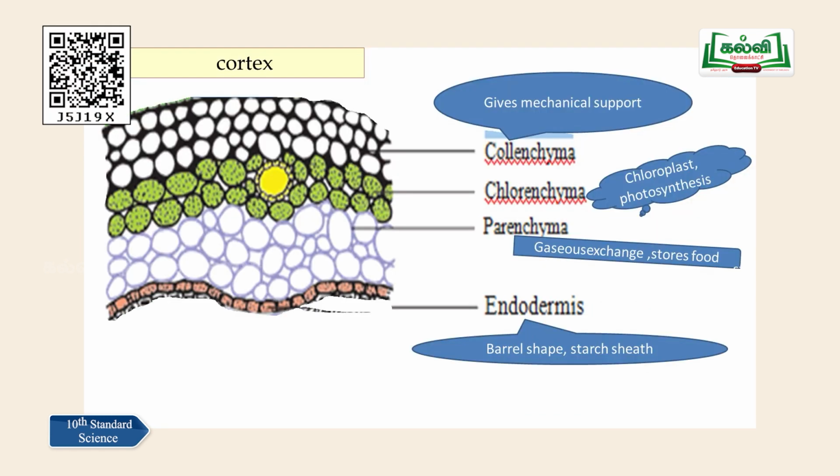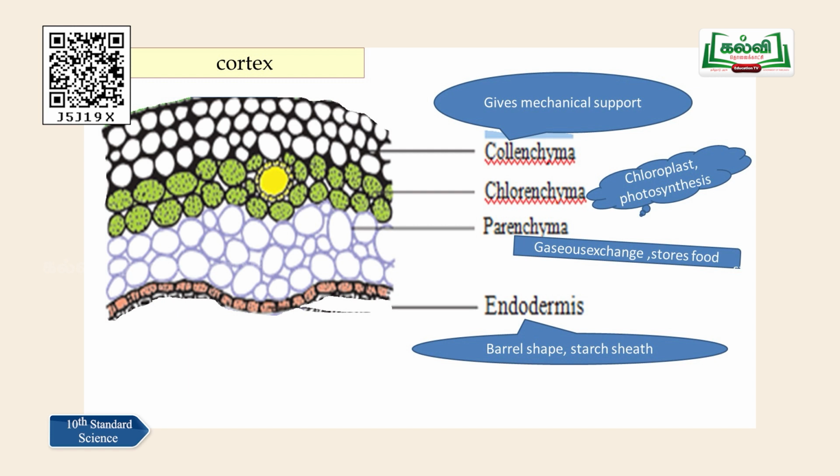Now, you are able to see the next region, that is the cortex. The cortex is divided into three major regions. The collenchyma cells give mechanical support to the plant, and below it we can see the chlorenchyma cells. What do you mean by chlorenchyma cells? The cells which are largely provided with chloroplast or chlorophyll pigment and help in photosynthesis are called chlorenchyma cells.